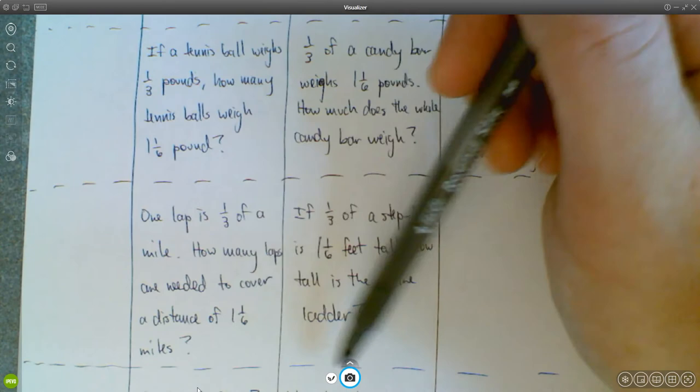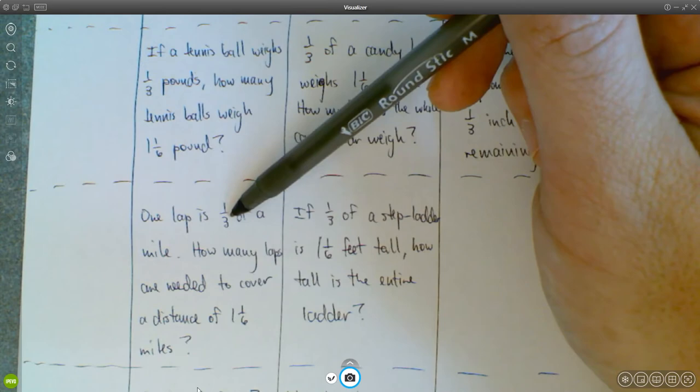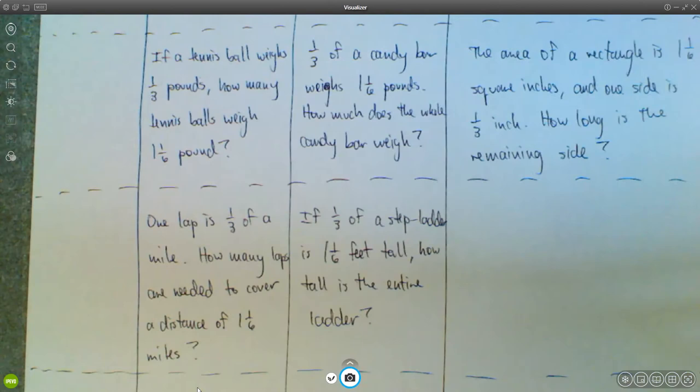Anyway, this is 1 1/6 divided by 1/3. We're asking ourselves how many 1/3 laps fit into 1 1/6. The acre problem, right? You have 10 acres of land. One lot is 2/9 of an acre. How many lots are on your 10 acres? That's the same sort of thing. That's a measurement model. You're thinking, how many 2/9 fit into 10, right? And the answer is 45. Anyway, so that's all measurement model.